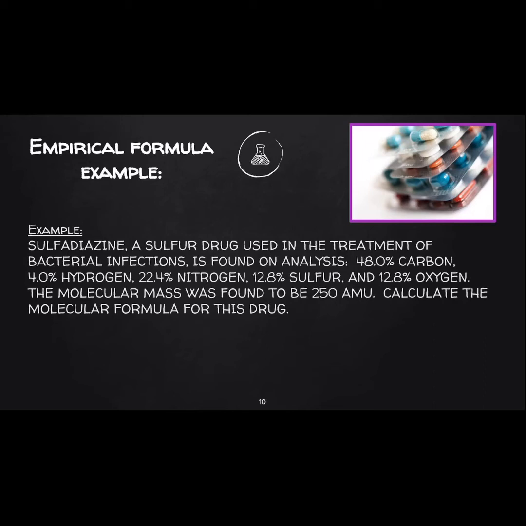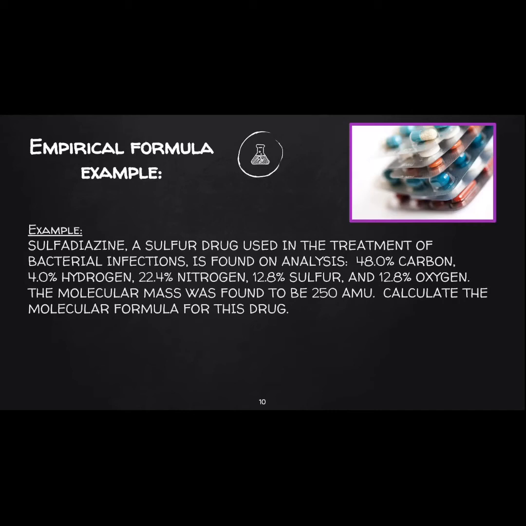Sulfadiazine, a sulfur drug used in the treatment of bacterial infections, is found on analysis to have 48% carbon, 4% hydrogen, 22.4% nitrogen, 12.8% sulfur, and 12.8% oxygen. The molecular mass was found to be 250 AMU. Calculate the molecular formula for this drug.